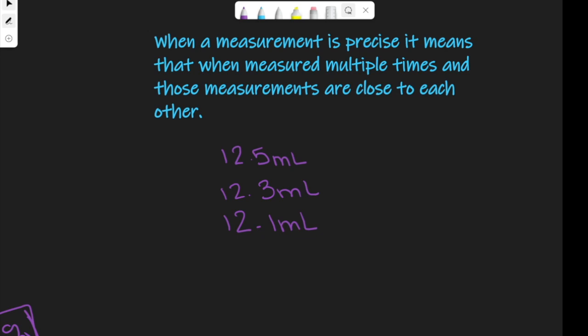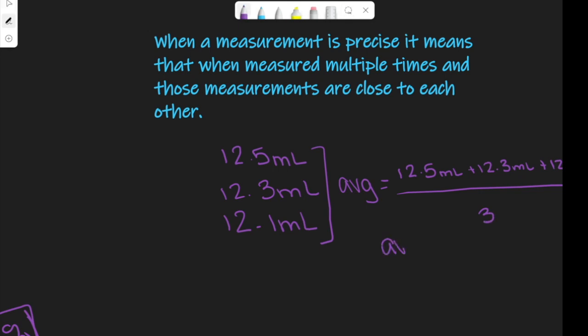Now, in order to calculate our average deviation, the first thing that we're going to have to do is find the average of these values right here. So I'm going to take 12.5 plus 12.3 plus 12.1, and I'm going to divide it all by 3 to get the average value. We get our average value to be 12.3 milliliters. Now we're going to figure out how much each one of these values deviates from the average, which is where we get the word average deviation.